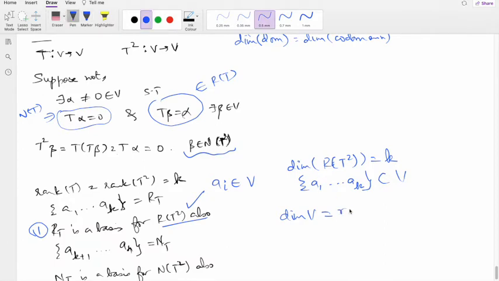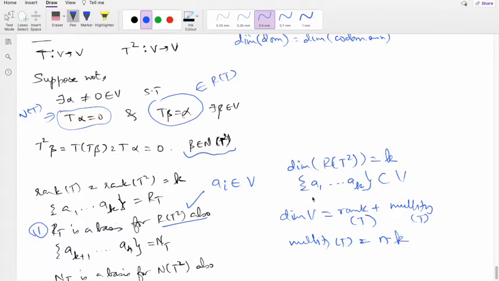It's going to be rank plus nullity. This is rank of T and nullity of T here in this case. So the nullity of T, right, is basically just n minus k, right? So therefore, I found a basis for this subspace, that is the nullity of T, as some a k plus 1 to a n vectors, right?